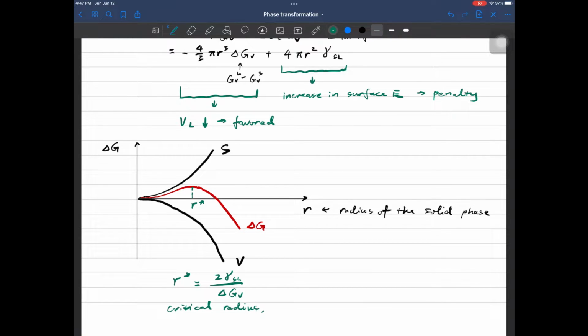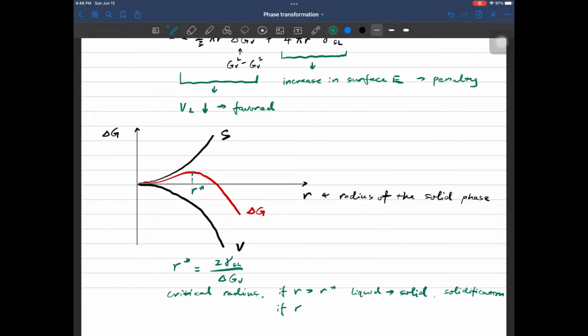Then what is the physical meaning of critical radius? If the solid phase has a radius greater than the critical radius, then the solid phase is stable. It can keep growing, and solidification will happen. If the solid phase has a radius smaller than the critical radius, then this solid phase is not stable and it will redissolve back into the liquid phase.